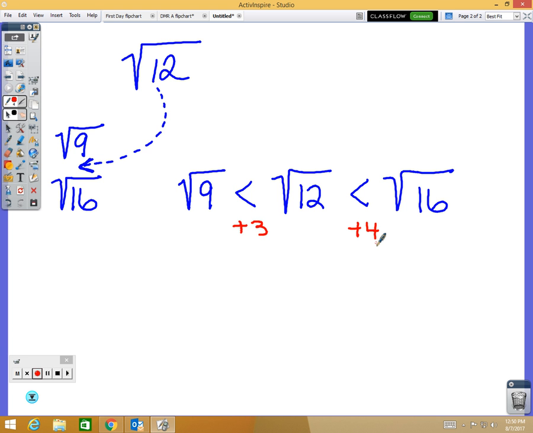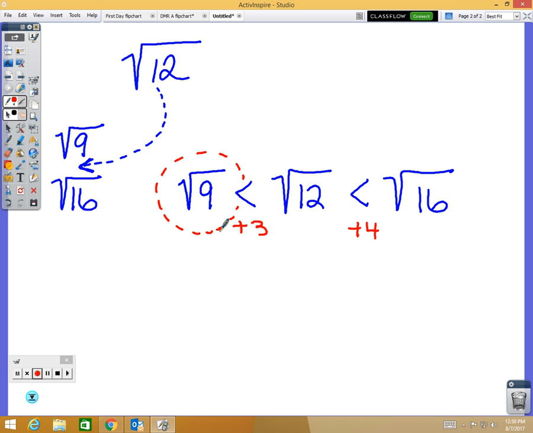Does everyone see that? All right, so even though there's that radical sign there, remember that radical sign is a square root symbol, it works the same way. So can we all agree that the square root of 12 is a little bit closer to the square root of 9? All right, so let's do this. Okay, so we're showing that it's a little bit closer to that.